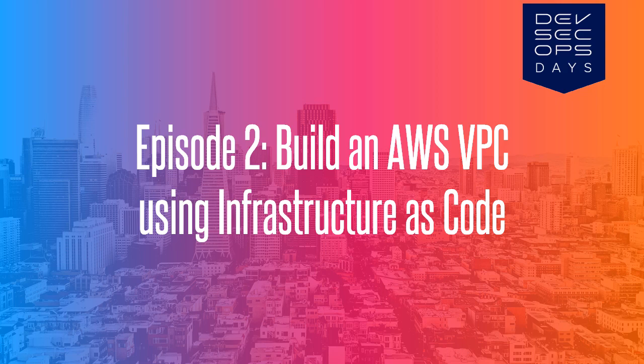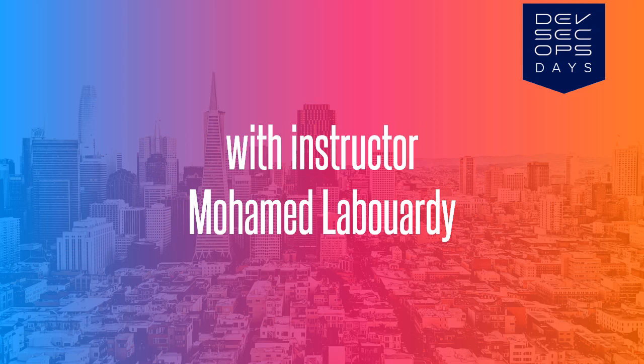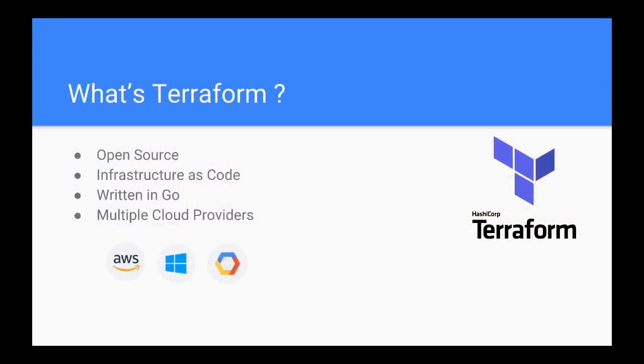So before I jump into the terminal session, let me explain briefly what infrastructure as code is, why people use it, and how Terraform can be used to create resources in AWS. Terraform is an open source project written in Go. It was created to automate the provisioning of resources on the cloud. It supports multiple cloud providers like AWS, Azure, Google Cloud Platform, and others. It allows you to create, manage, and update infrastructure resources through declarative configuration files.